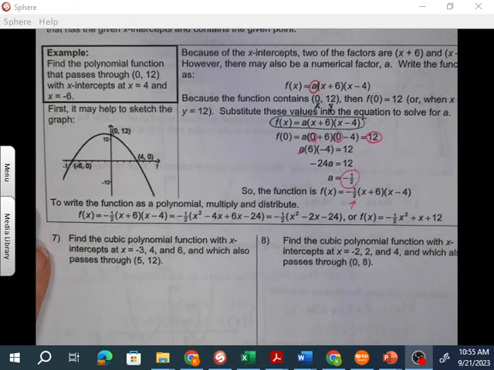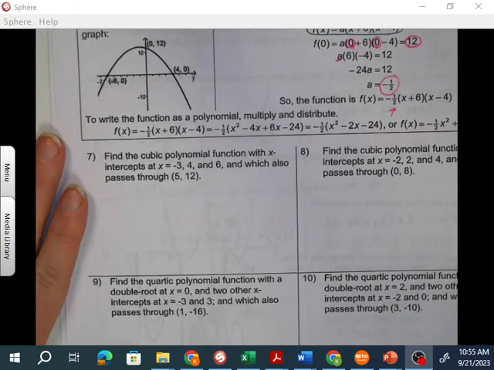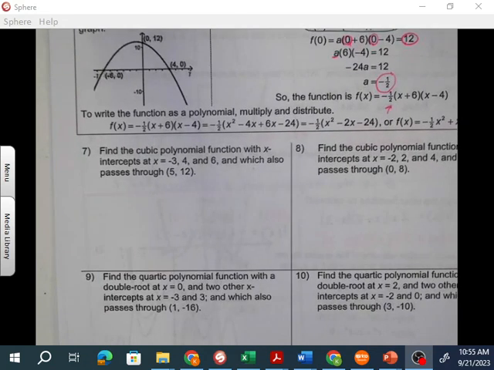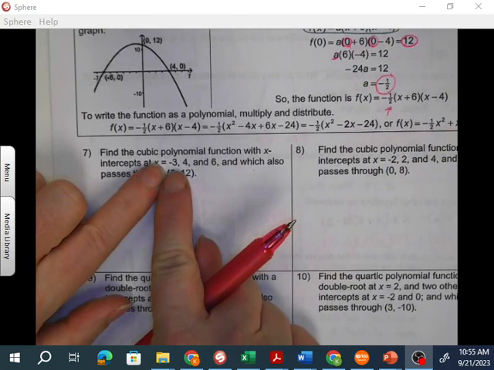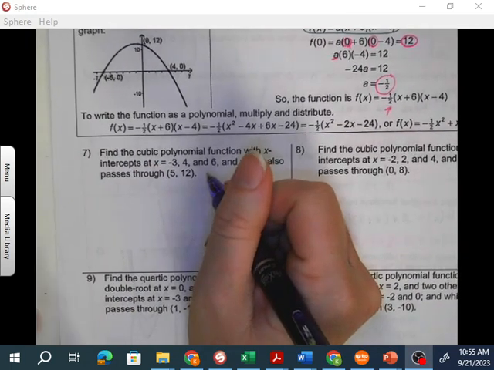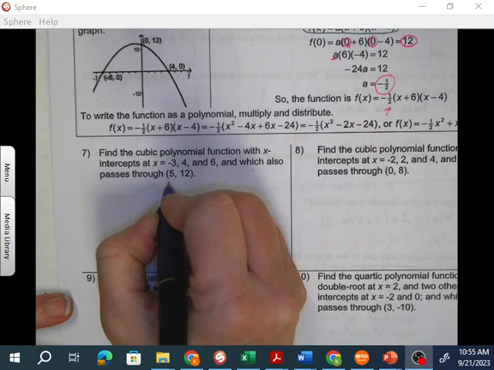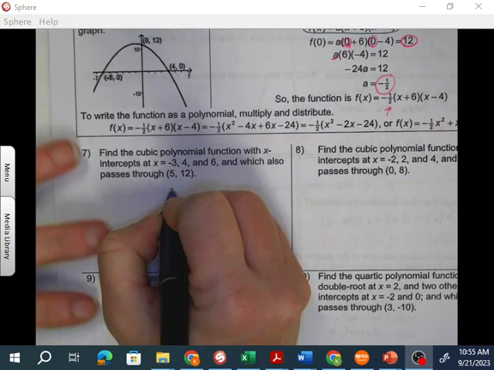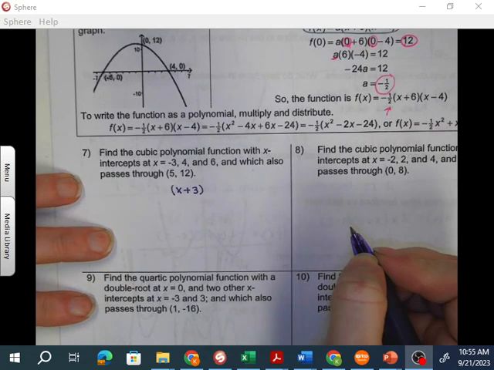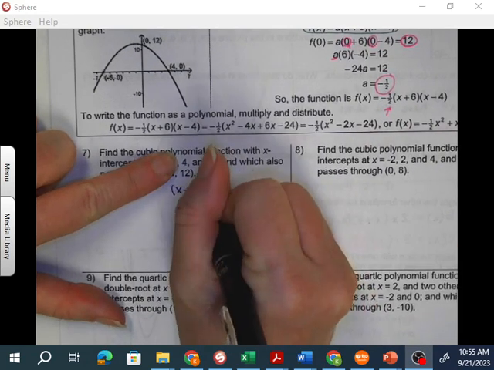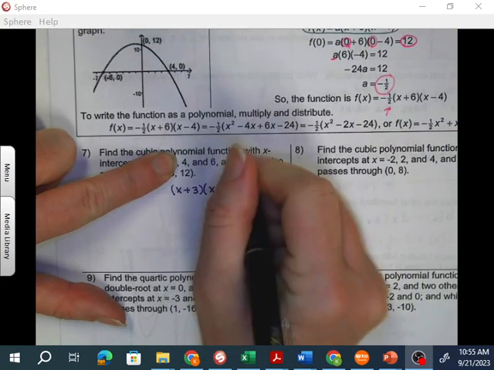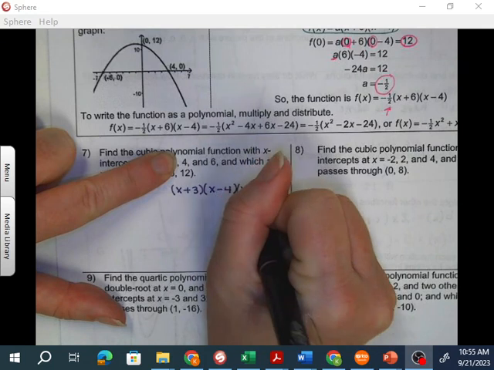So we're going to do number 7 together. It's cubic, so it has 3 x-intercepts. They're right here. First part is to write them all as factors. The x-intercept of -3, I'm going to write as x plus 3. The x-intercept of 4, I'm going to write as x minus 4. And the x-intercept of 6, I'm going to write as x minus 6.